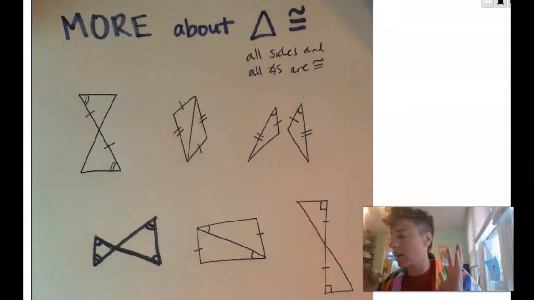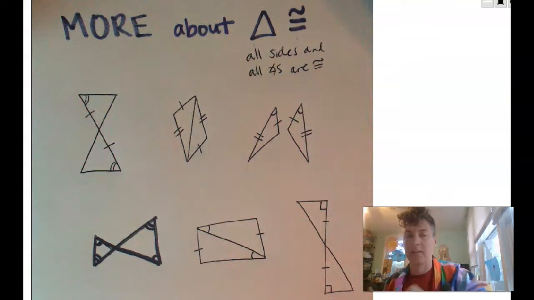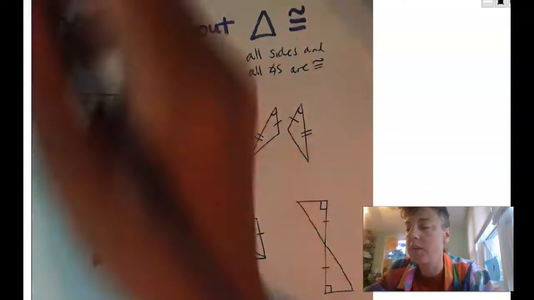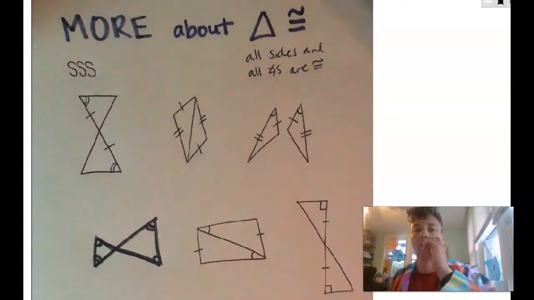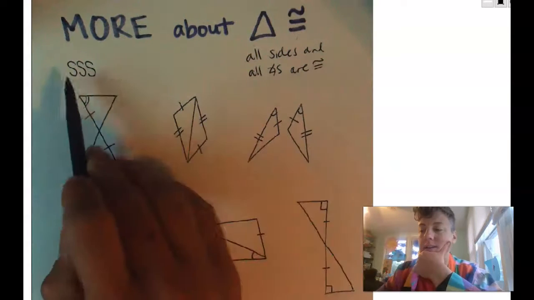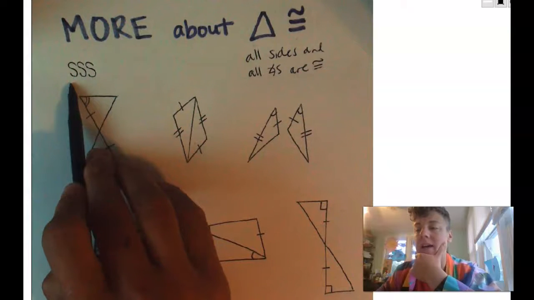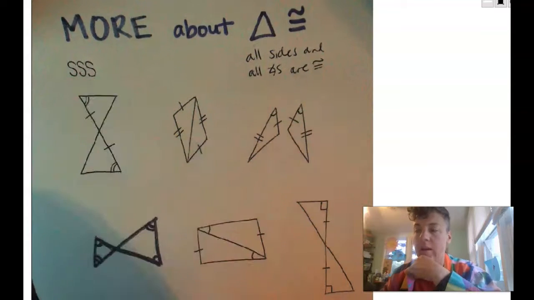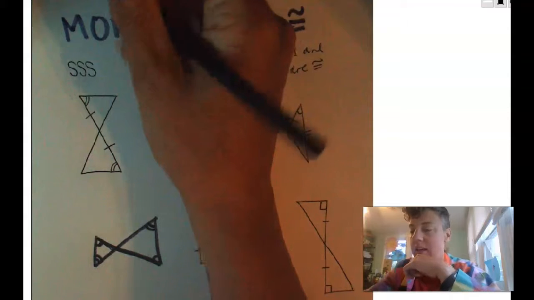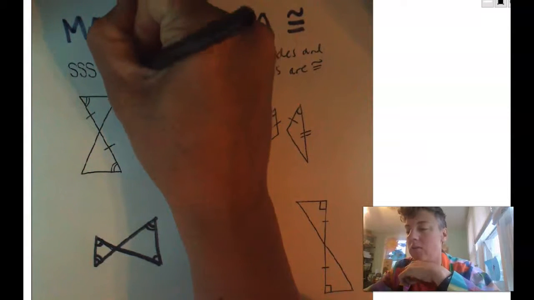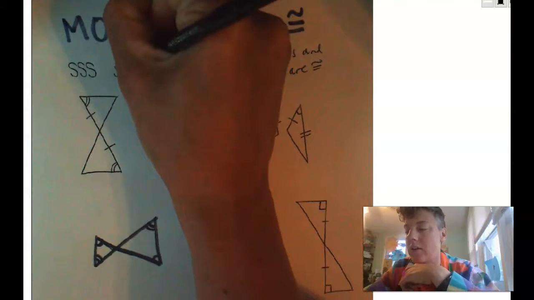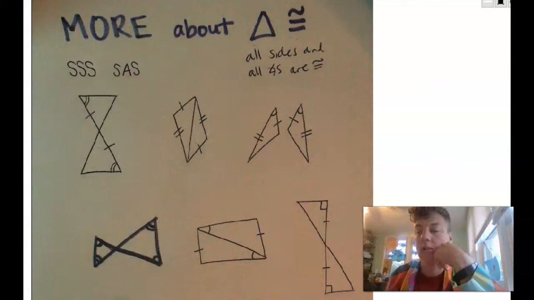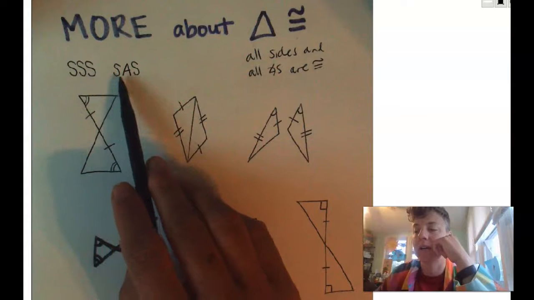So we've got a couple shortcuts that we can use. 4 of them, specifically, that we're talking about right now. If we can show that all 3 pairs of sides are congruent, then the triangles are congruent by side, side, side. If we can show that one pair of angles and the 2 sides that make up that angle are congruent, then the 2 triangles are congruent by side, angle, side.